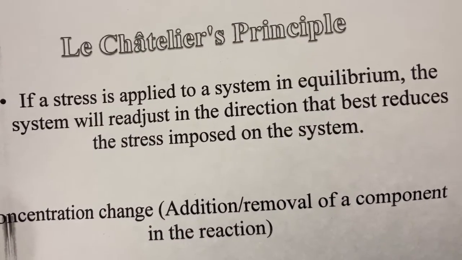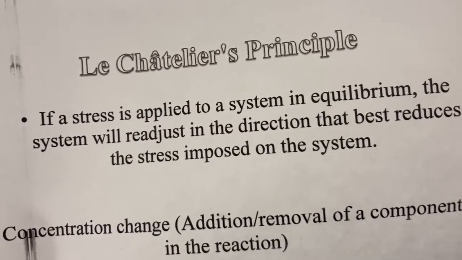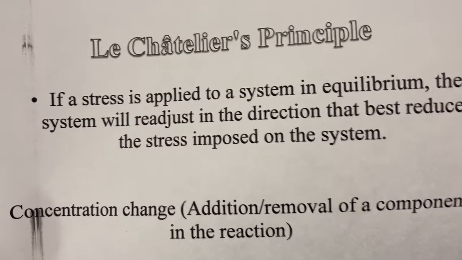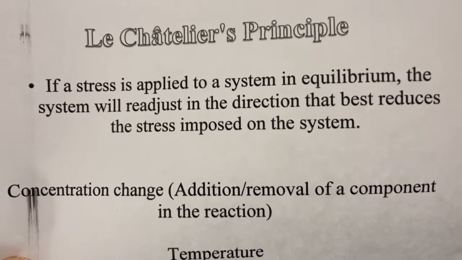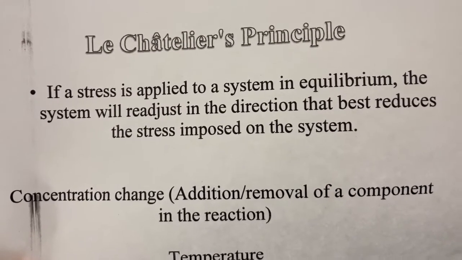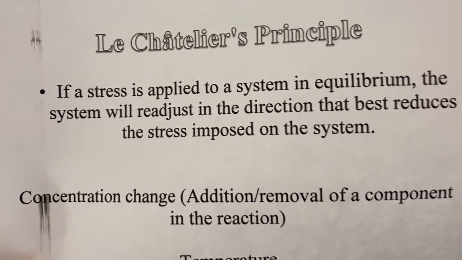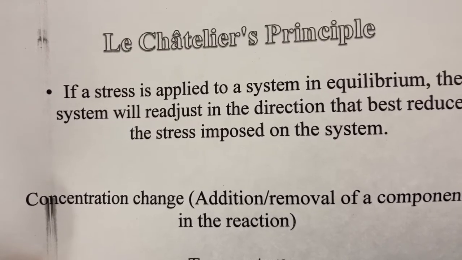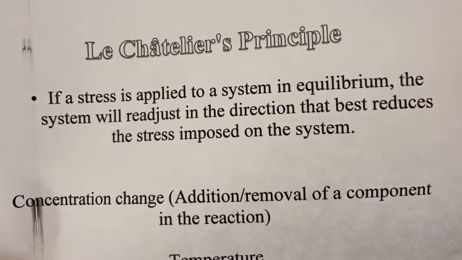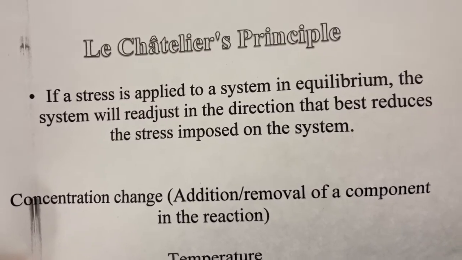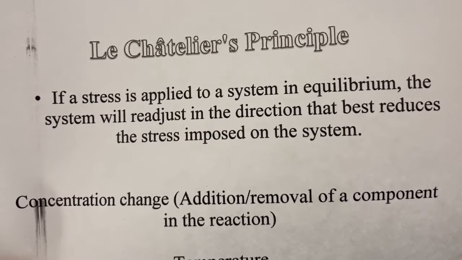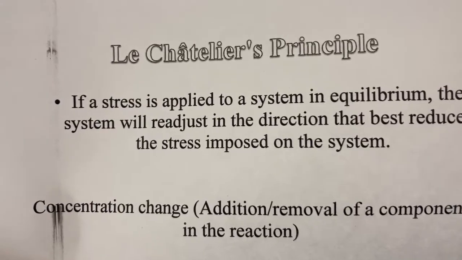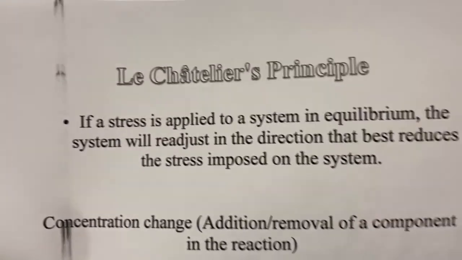A so-called stress is a change in condition that can disturb the equilibrium. We call it a stress. There are many changes that can disturb an equilibrium, such as adding or removing a component from the system, change in pressure, change in reaction system volume, change in temperature. All of those changes can affect the position of an equilibrium.